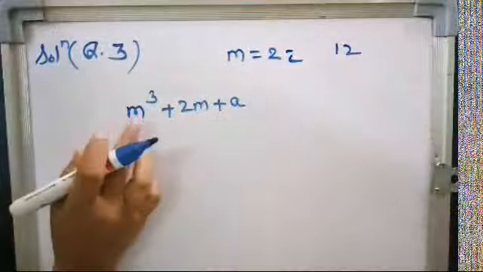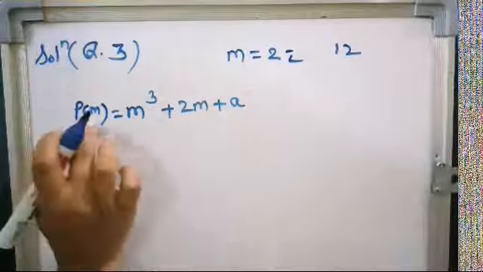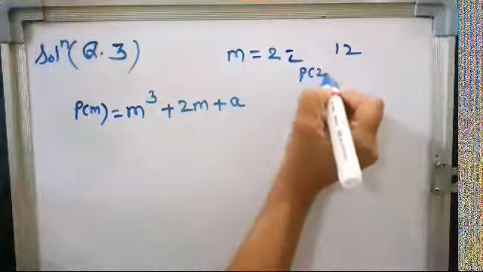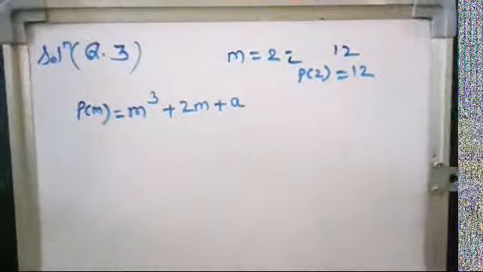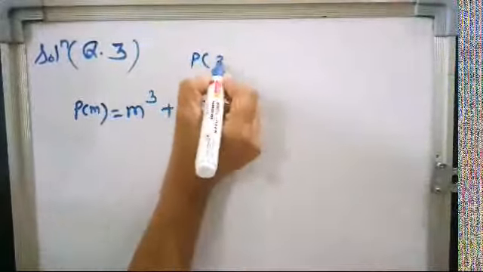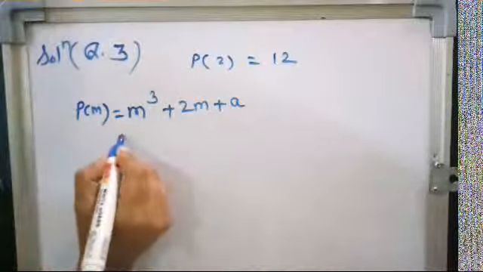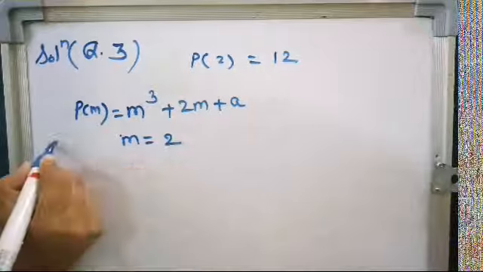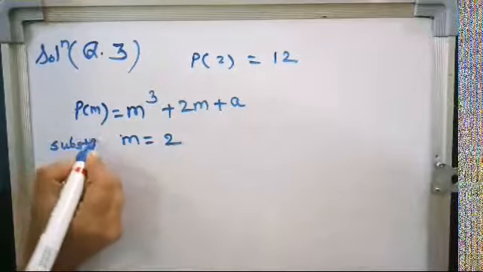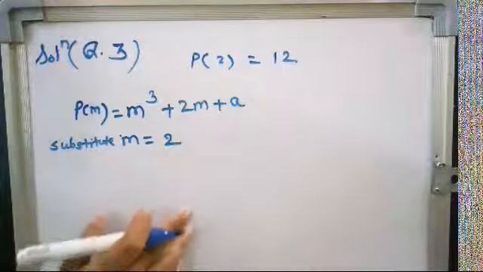It means this equation in terms of the m variable, m की जगह अगर आप 2 पुट करते हो तो उसकी वैल्यू कितनी हो जाएगी, 12. This is given to you. So here we will write p of 2 is equal to 12. So now what to put here, m is equal to 2, substitute m is equal to 2, because it is given in the question.